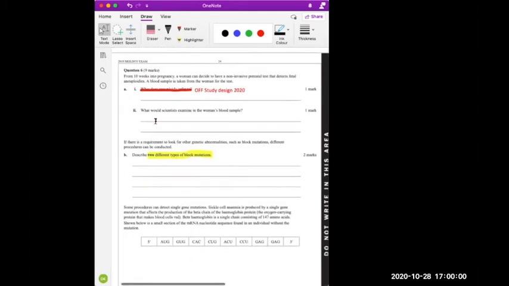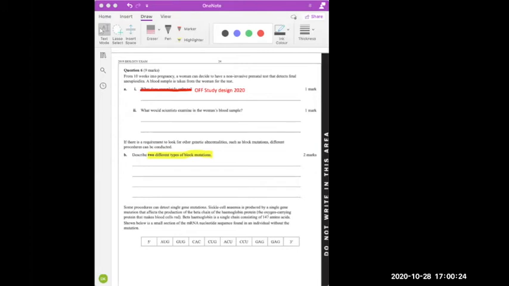Okay. Question 6. From 10 weeks into pregnancy, a woman can decide to have a non-invasive prenatal test that detects fetal aneuploidies. A blood sample is taken from the woman for the test. So what does aneuploidy refer to? That's off your study design for 2020.